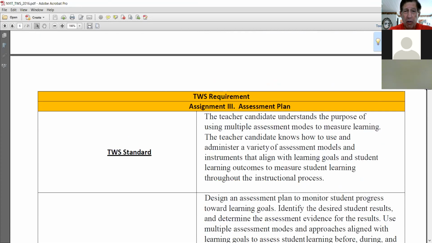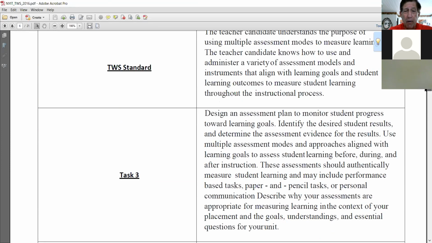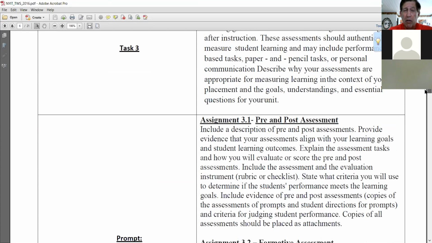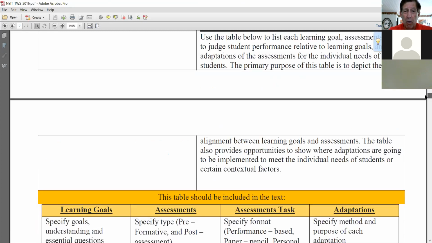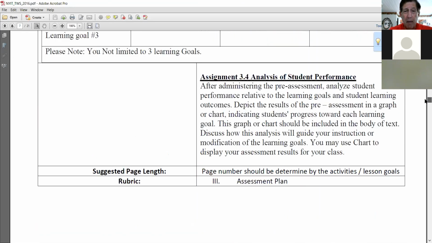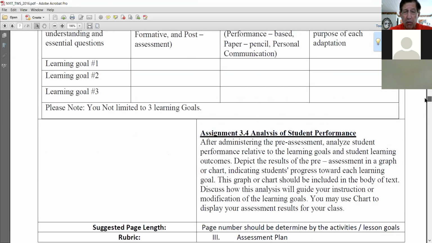Task 3 is your assessment plan. You're not going to be doing this stuff for a while, so you're going to design an assessment plan. This is your formative and summative assessments. You're going to have to do a pre and post assessment, and we'll talk about this at length. You're going to have your formative assessments. We're going to talk about these a lot. You're going to also make a chart using them, and you're going to analyze your student performance. I'm just giving you an overview here. We'll go over these in detail.